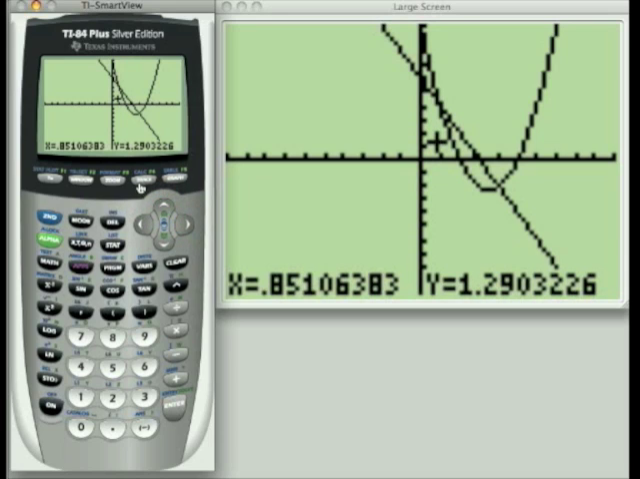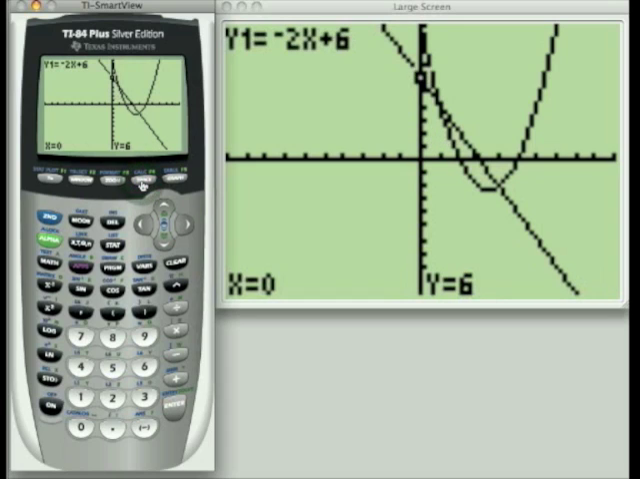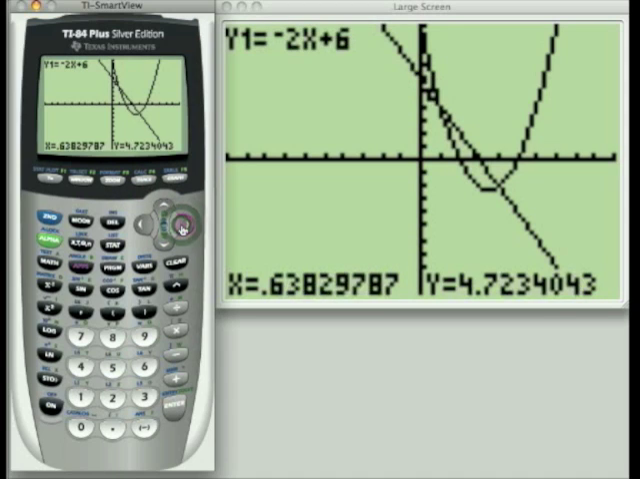As soon as I press the trace button, it jumps to one of the graphs, and now my cursor is going to be constrained to the graphs that I have on my graphing screen. If I go right or left, it's going to trace the graph that I'm currently on. The equation for it is shown in the top left hand corner of the graphing calculator. This is my y1, my linear equation, negative 2x plus 6.